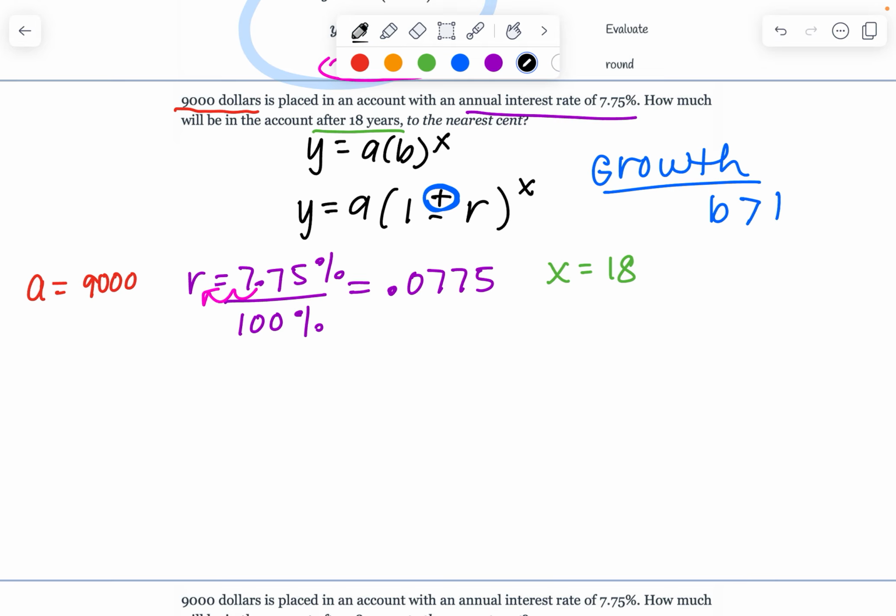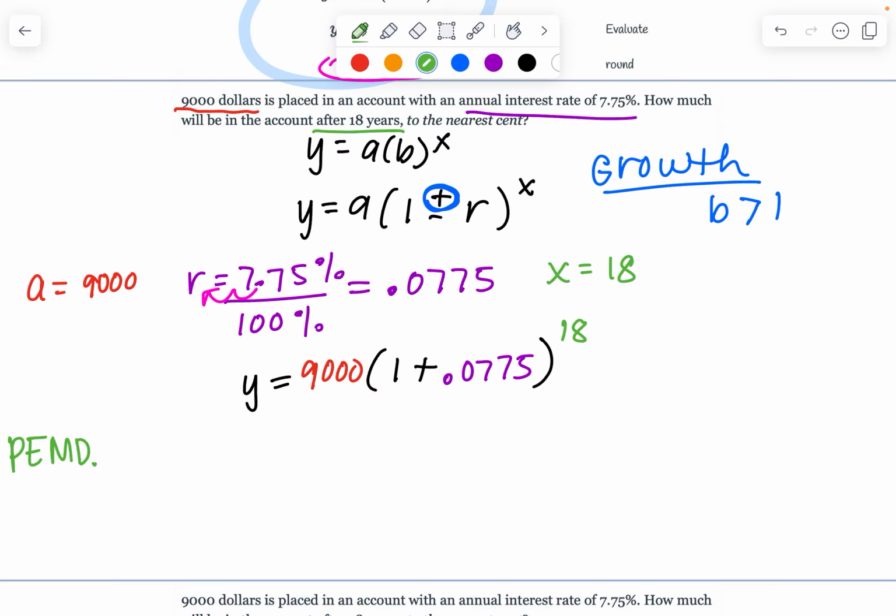So let's put it all into our equation. Y is equal to 9,000 times 1 plus my interest rate, which is 0.0775, and we're going to raise this to the 18th power. To actually get our answer, this is where PEMDAS comes into play. Parentheses, exponents, multiply or divide, whatever comes first from left to right. Add and subtract, whatever comes first from left to right. It's probably just going to be the multiply, but you never know.